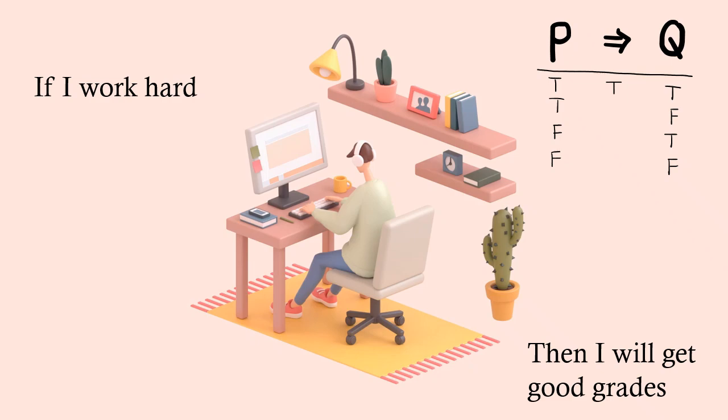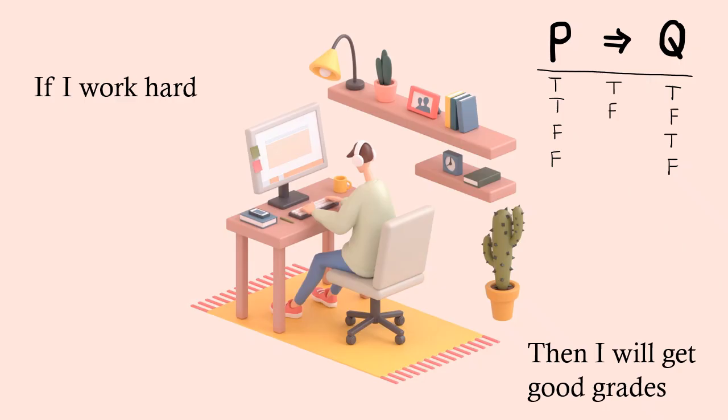In the second row, you do work hard. P is true, but Q is false. You don't get good grades. This is where your lecturer was lying to you. You did your part, but the result that was promised did not follow. So in this case, we say that the implication is going to be false. This is the only time when the implication is false.